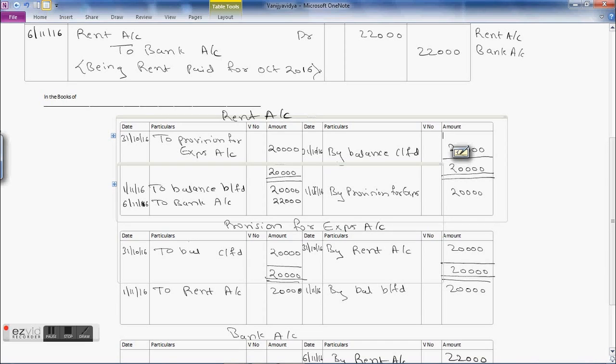Whenever we are making a provision, there is a possibility that there may be a less provision or more provision. The impact of this less provision or more provision will be seen in the subsequent month, or if it is at the end of the year, it will be seen in the subsequent year.